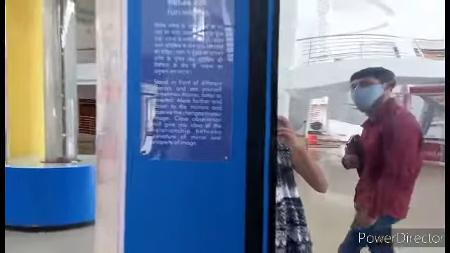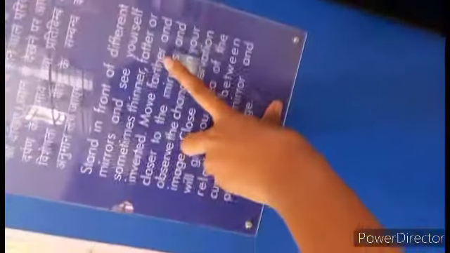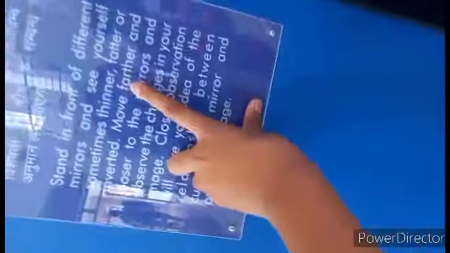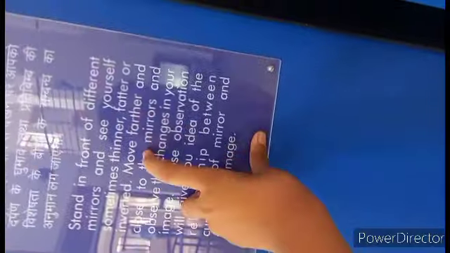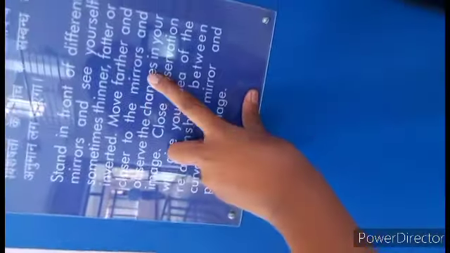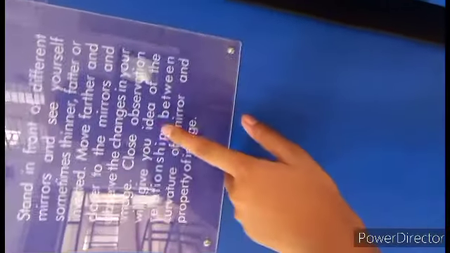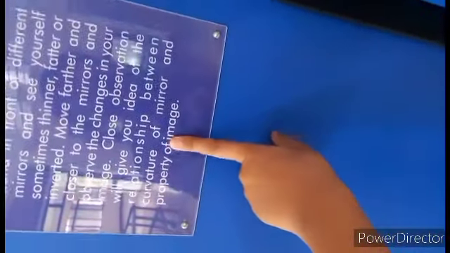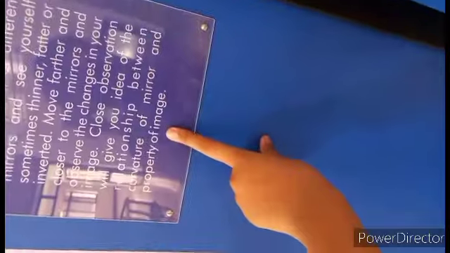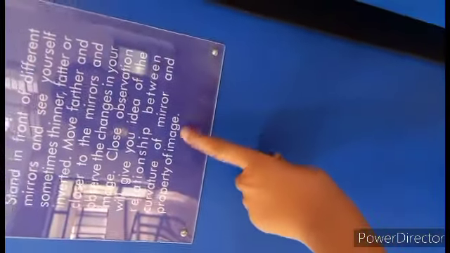Let's move on to the next one. So, where are the fun mirrors? And it's written here: stand in front of different mirrors and see yourself, sometimes thinner, fatter or inverted. Move further and closer to the mirrors and observe the changes in your image. Close observation will give you an idea of the relationship between the curvature of the mirror and the properties of the image.